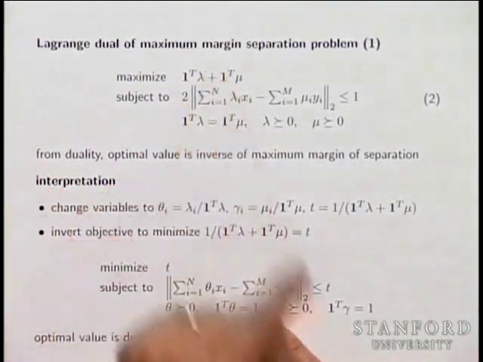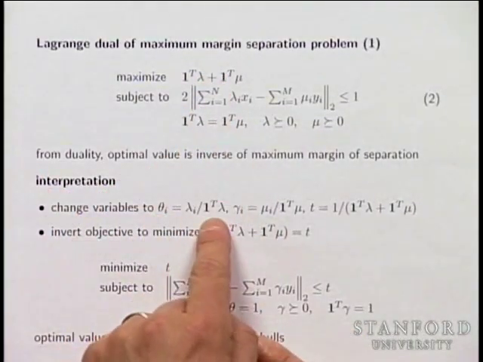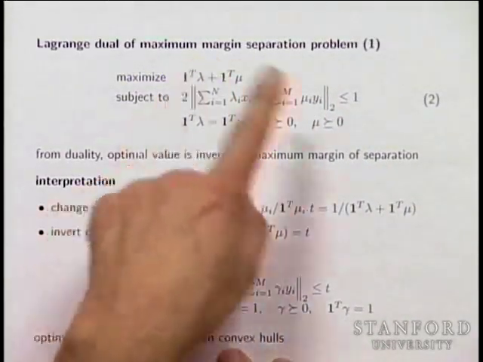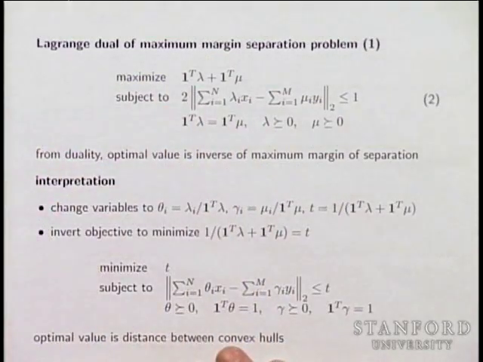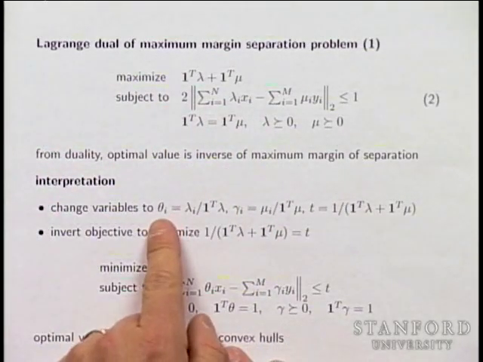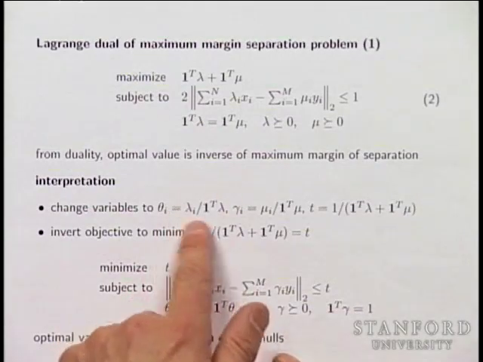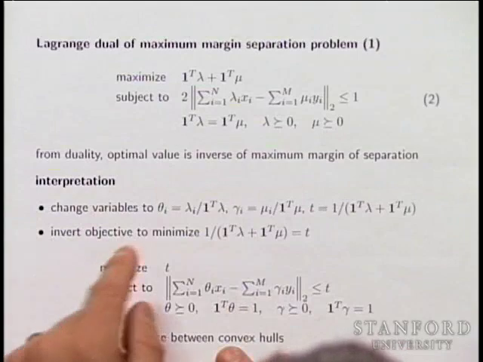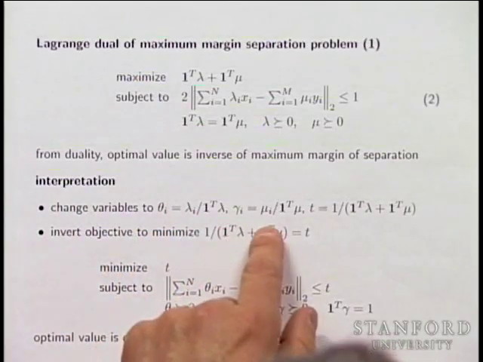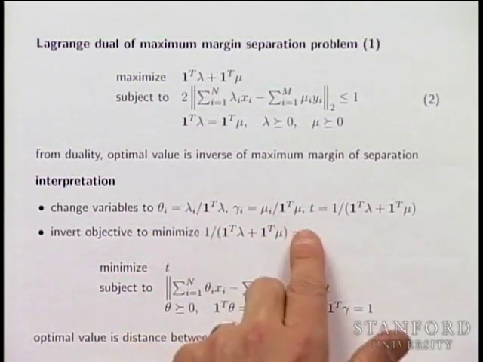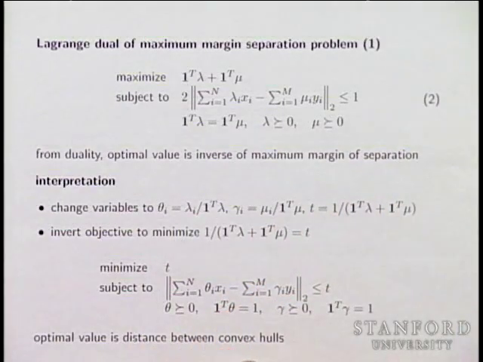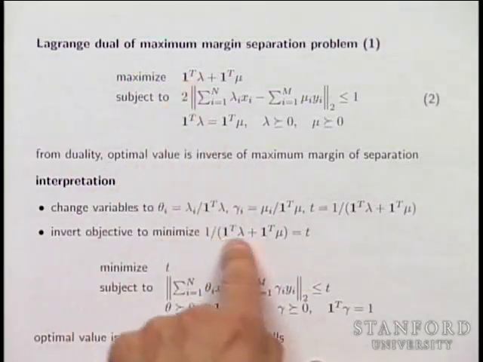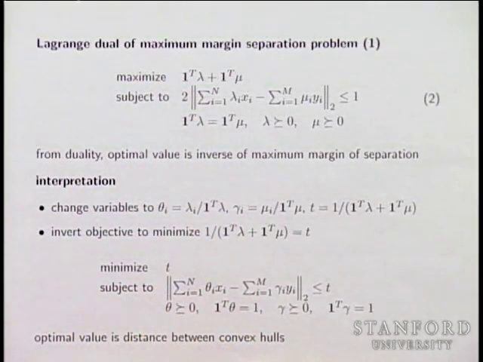All right. So here I'll change variables to theta_i divided by 1 transpose theta. You have to realize here that lots of things here are homogeneous. So if I change to theta_i's, which are the normalized lambdas, and gamma_i's, which are the normalized mu's, and then you take t as this variable here. You invert the objective. So instead, we'll minimize 1 over the objective. We'll call that t. Then you end up with minimize t subject to this.